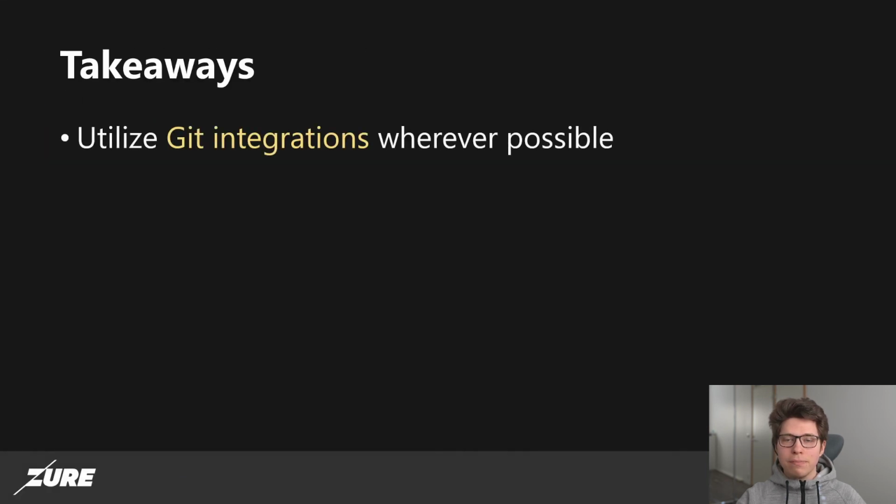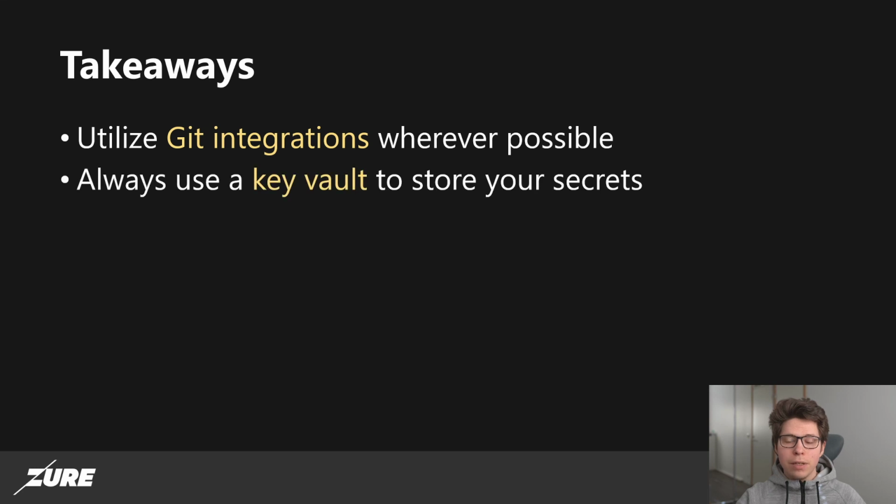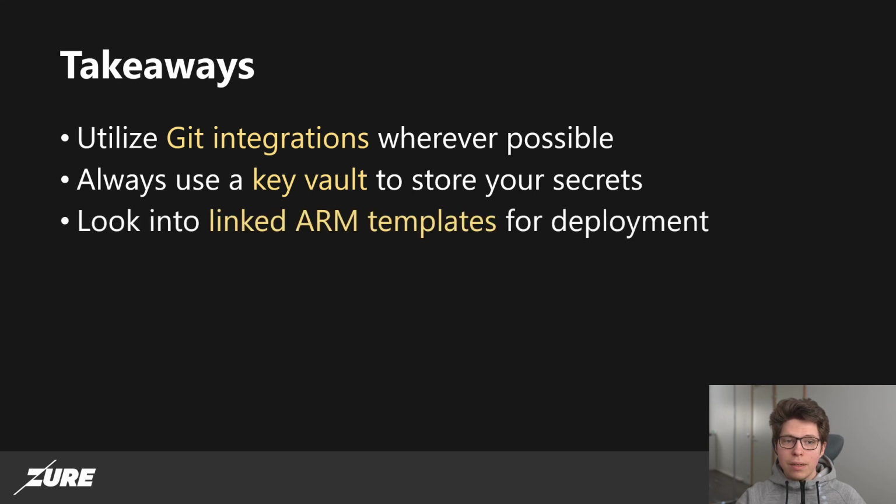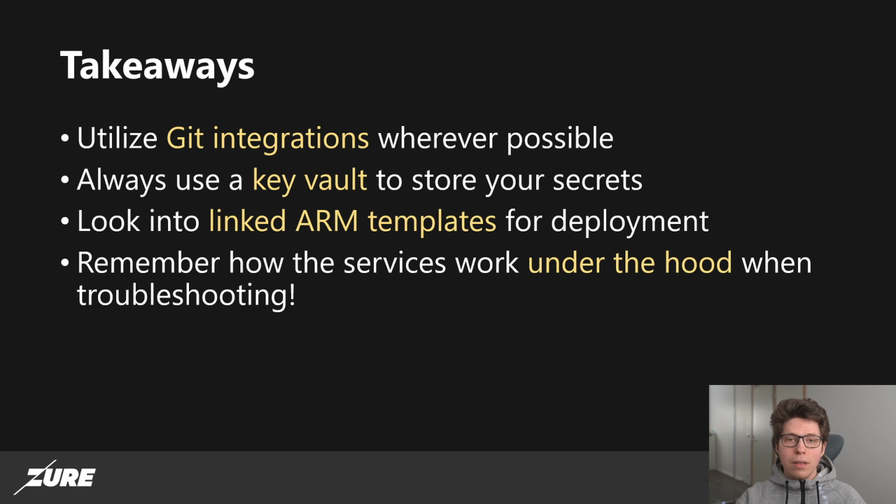But there are some takeaways from these experiences. First of all, you should utilize Git integrations whenever possible. You should always use a key vault to protect your secrets, especially in Data Factory. You should use linked ARM templates for deployments. We use them in almost every project now anyway, so they have become quite familiar. And then, if you have problems, try to figure out how the service actually works under the hood. That will help you troubleshoot.